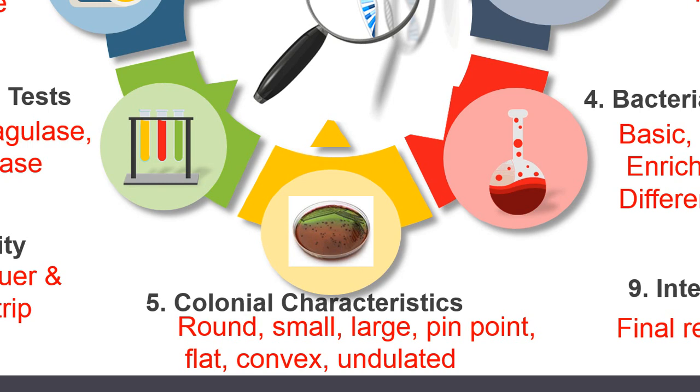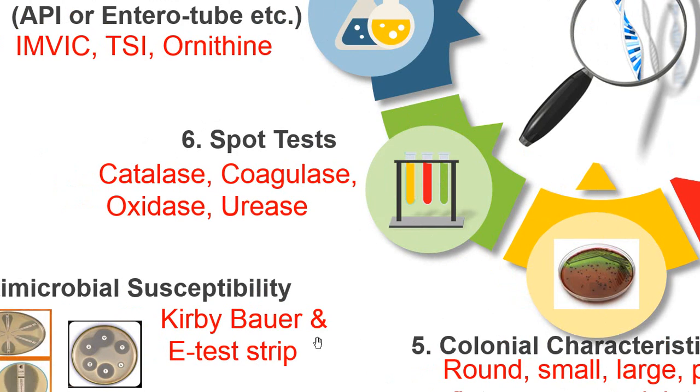For example, if you can see in this picture, this is EMB agar, eosin methylene blue agar. On this you can see these spots. One single spot is one bacterial colony. If we magnify these colonies, we will see whether they are round, small, large, pinpoint, flat, convex or undulated. Again, this different texture of the colony helps us find out what type of organism is growing here.